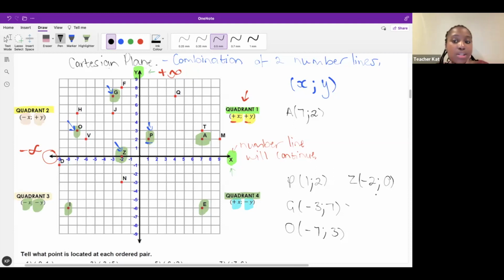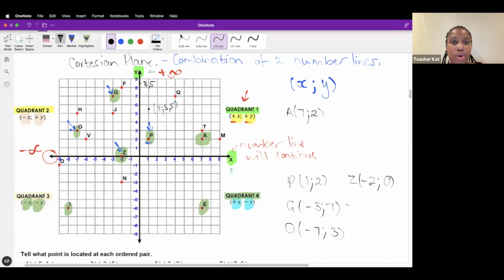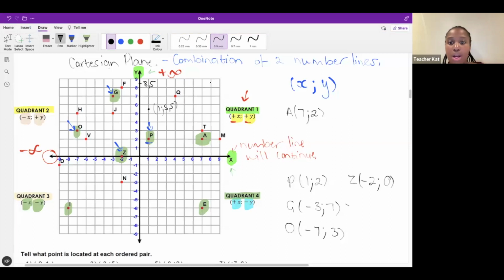So, going back to Blessing's question: this is a number line, which means it is possible for us to have, for instance, 8.5, which would be over there. So if I have a coordinate that's in the middle there, that's still a valid coordinate. That would be the coordinate 1 and 5.5. So it won't always be on the lines here. It is possible for your coordinates to be in the middle of the block.